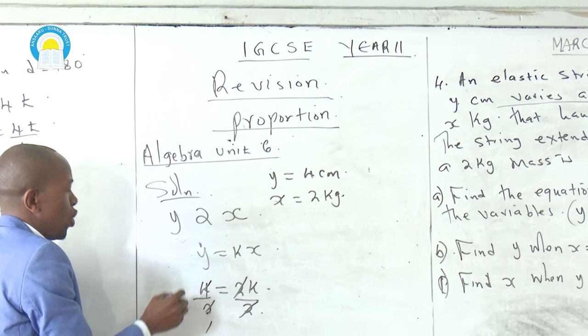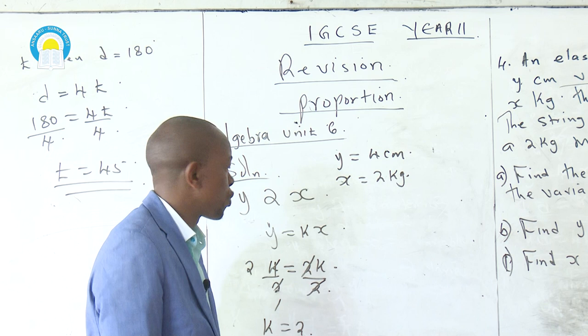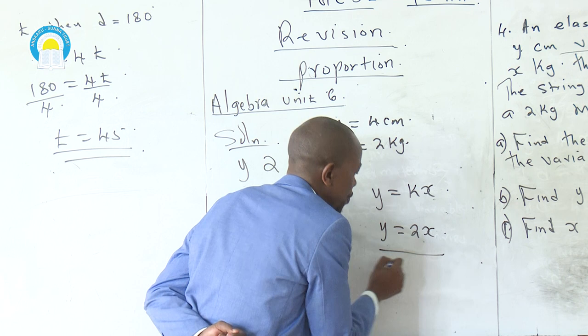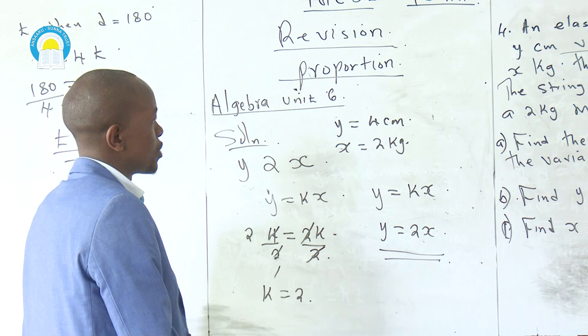Now let's go back to the equation. We said y is equal to kx. Now k is equal to 2, so we say y is equal to 2x. This is the equation that is connecting the variables. And I told you our variables here are y and x.